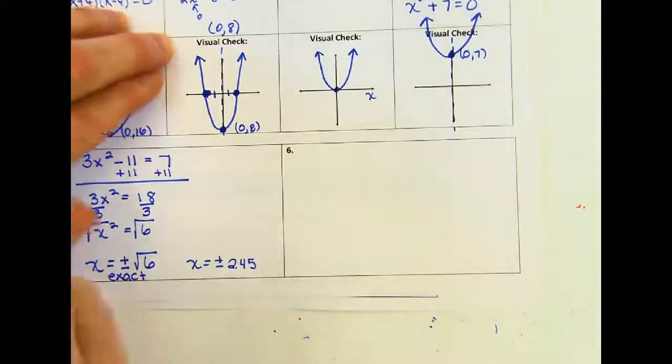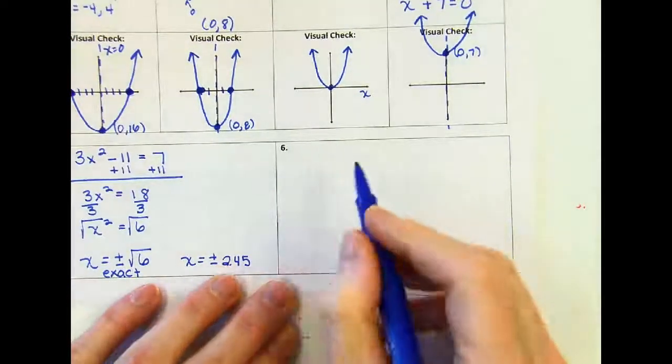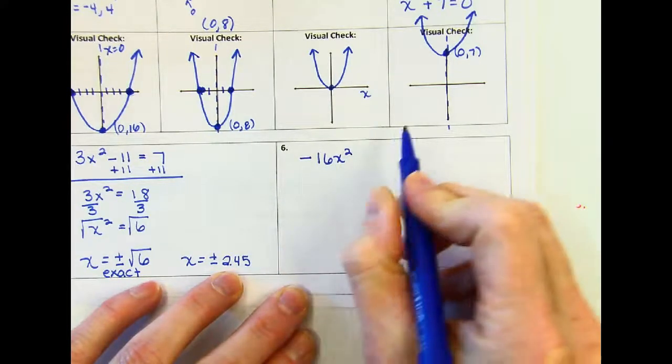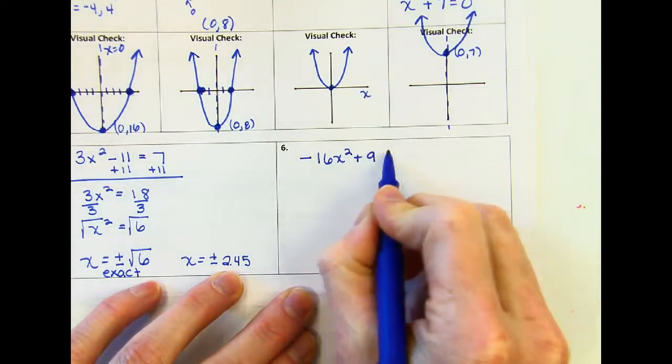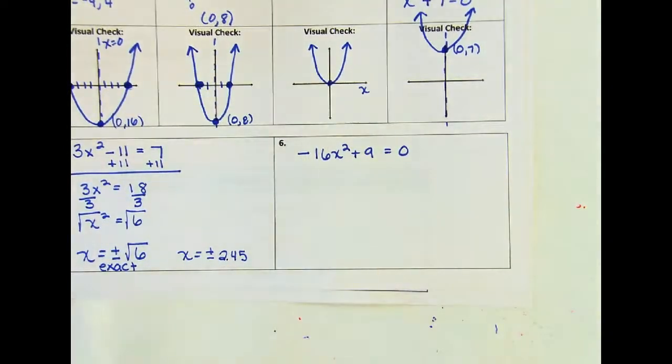Okay, so now let's go to number 6. And for number 6, let's do this one. Negative 16x squared plus 9 equals 0. So pause the video and work that one out.